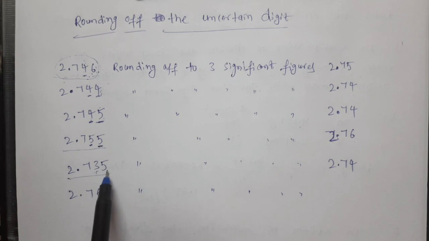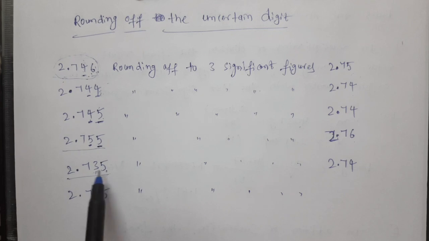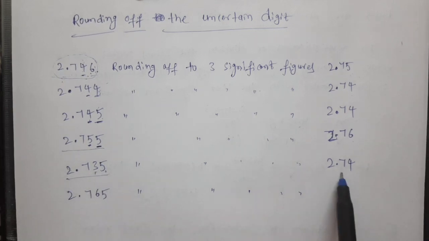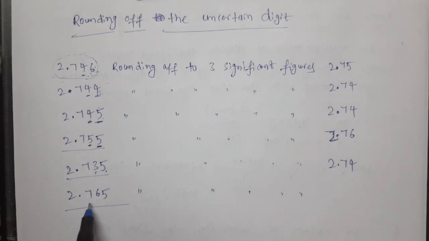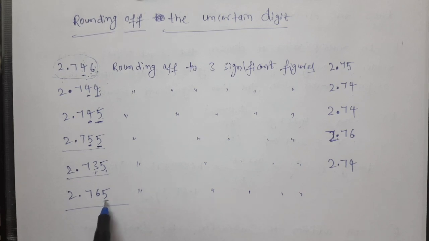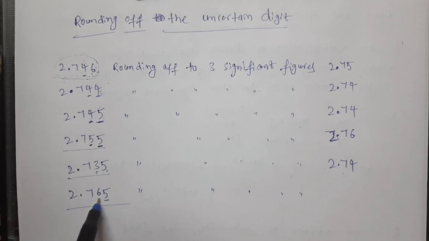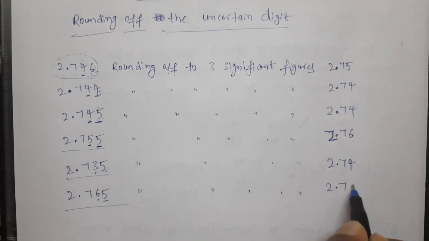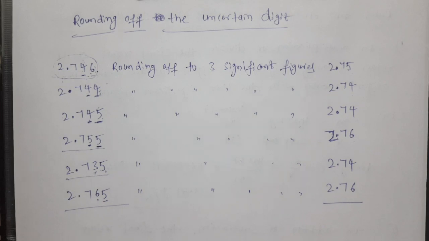And here we have to round off to three significant figures. So we check the fourth digit. The fourth digit is exactly 5. Then we check the third digit, whether it's even or odd. So 3 is an odd number, so we have to add 1. And here, we want to round off to three significant figures. So we check the fourth one. The fourth one is not less than 5, not greater than 5. It is exactly 5. So we check the third digit. So 6 is even or odd? Even number. So we simply omit the fourth digit, and we write 2.76. So this is the way we have to round off.